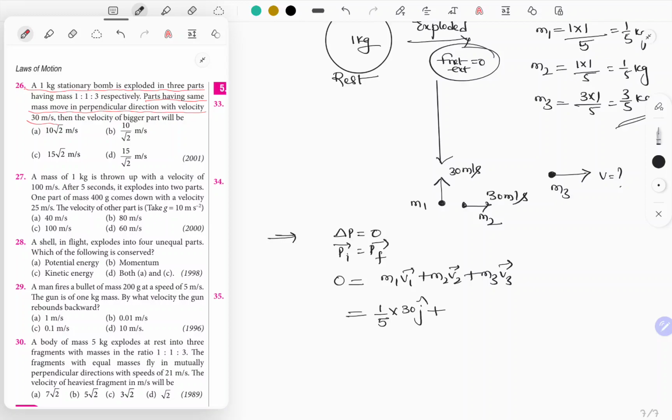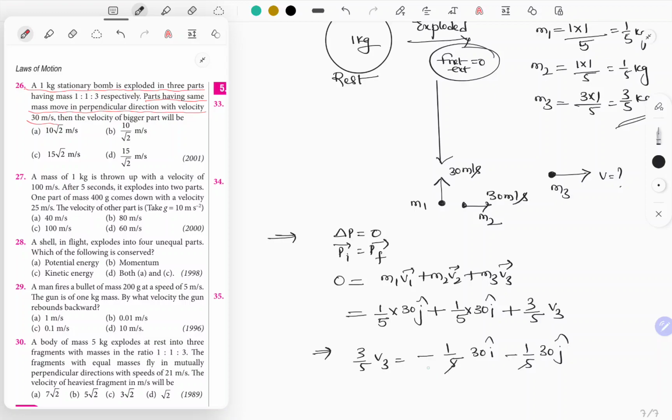Next, plus m2 is equal to 1 by 5, velocity of the particle is 30 meter per second along i cap, plus m3 is 3 by 5 into v3. That is what I have to find out. 3 by 5 into v3 is equal to minus 1 by 5 into 30 i cap minus 1 by 5 into 30 j cap.